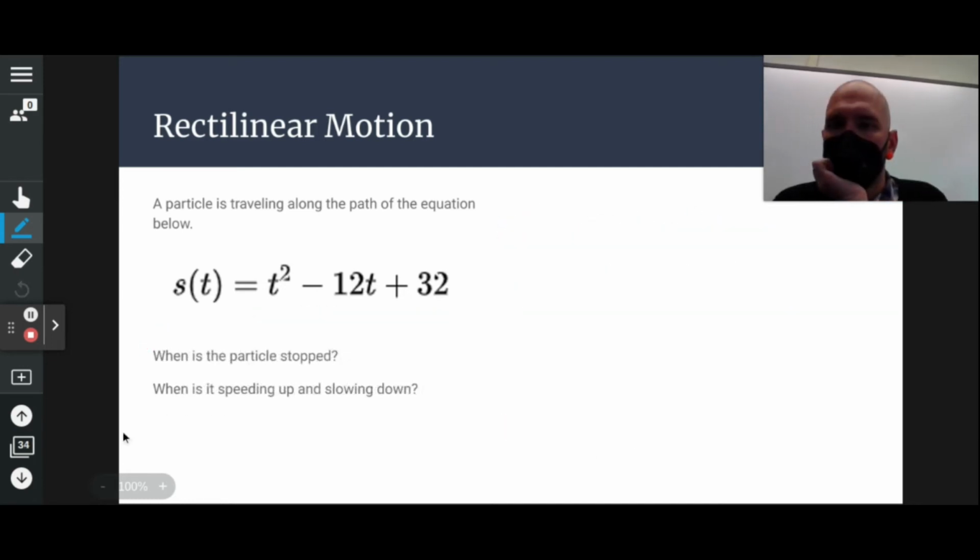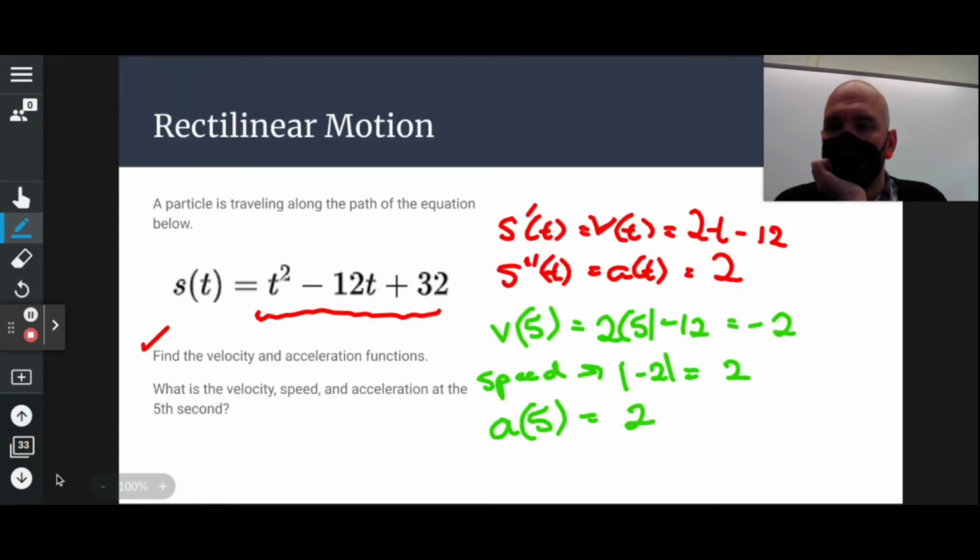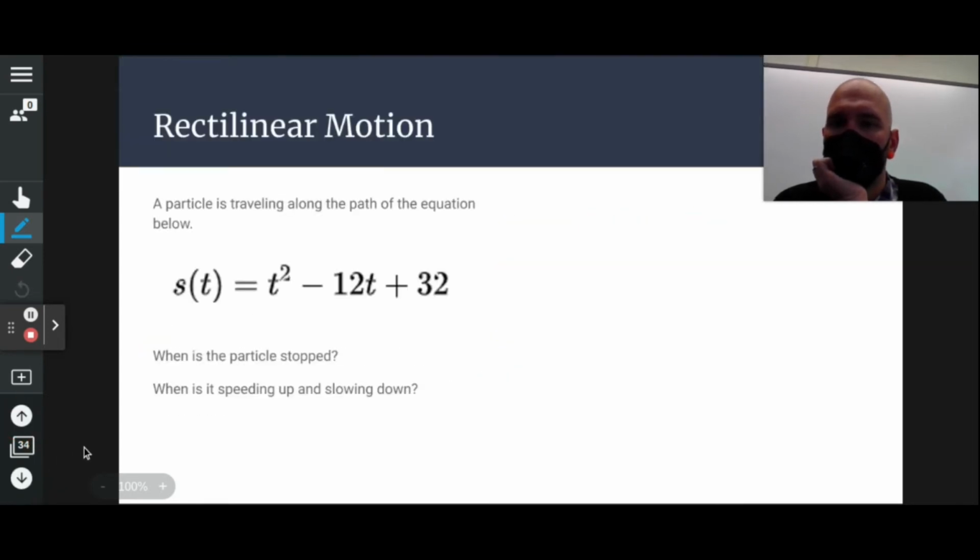A particle is traveling along the path. Is it the same exact problem? It is. I just made a second part 2. A particle is traveling along the path of the equation right there. When is the particle stopped?